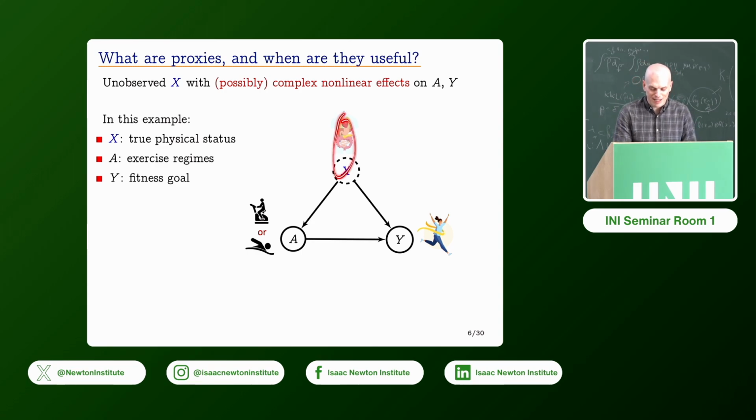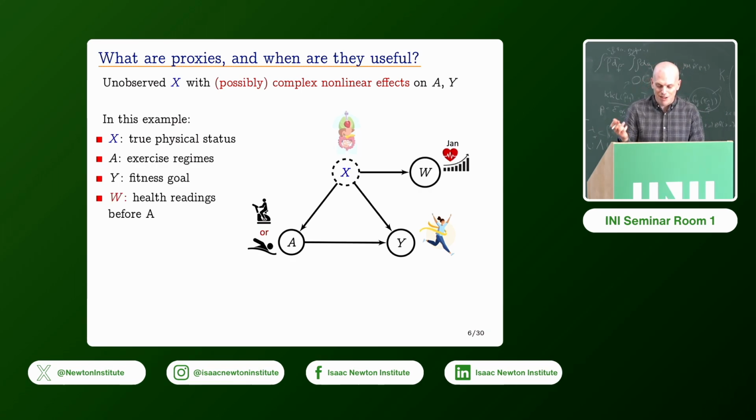But true physical status, unless you're an Olympic athlete who can go on a treadmill with an oxygen mask and get their VO2 max that way, you're probably not going to get a clean, noise-free measurement of the state of fitness of an individual. But what you might get, similar to the medical example from before, is a noisy, incomplete view of this X. So let's say you have a wearable like a Fitbit or an Apple Watch. That's going to record a noisy, but still informative view of the underlying state of health of the people.